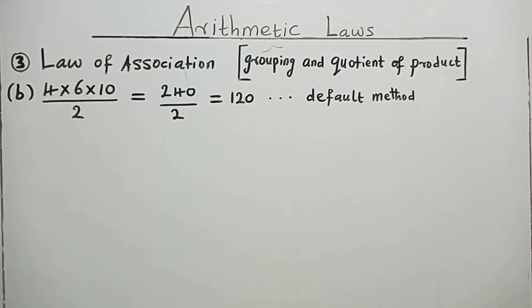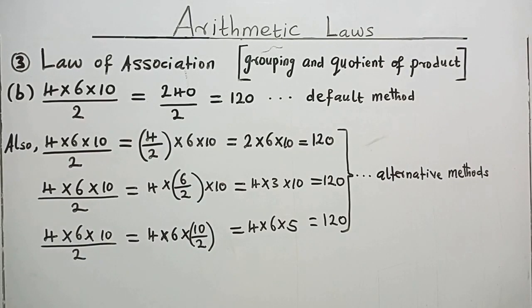Therefore, like I said earlier, let us try using other methods, which can help us get 120 consistently as the answer. Please watch out. And here come such methods. The first is this: 4 times 6 times 10 over 2. Let us try to divide one of these numbers in the product by the divisor.